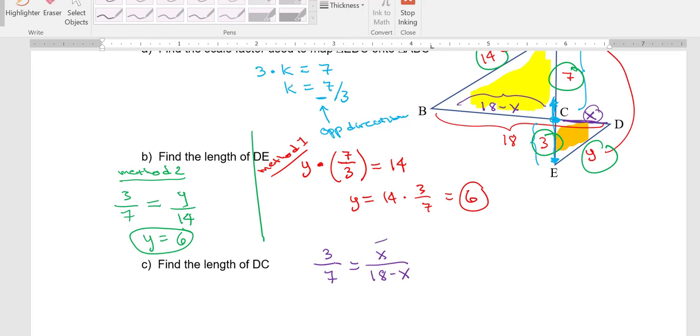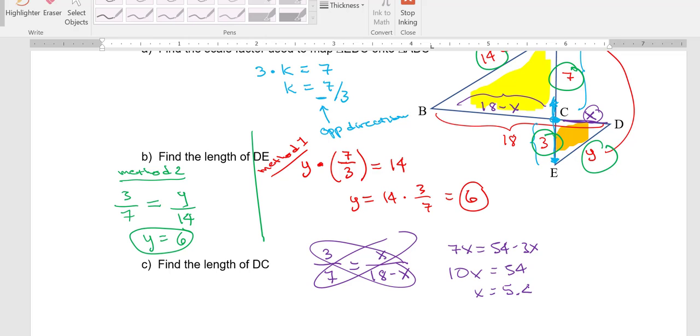Then I'm going to cross multiply, which we'll talk about quite a bit in the next section here. And so 7X is going to be equal to 54 minus 3X, or 10X is going to be equal to 54, or X is going to be equal to 5.4.